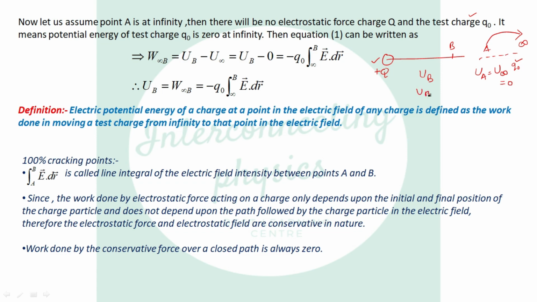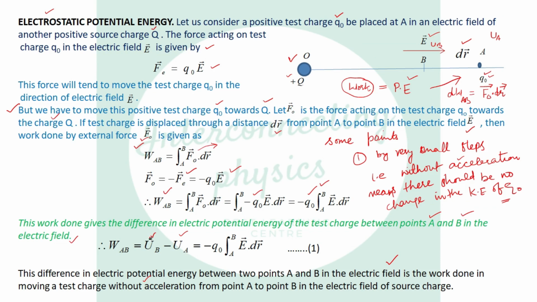It means UB minus U infinity now will be UB only, because the electrostatic potential energy of the test charge at infinity is 0. So W infinity B, because A is being converted into infinity, equals minus Q naught integration from infinity to B E dot dr. So this is the electric potential energy at one point, and earlier it was the difference in electric potential energy. Okay.